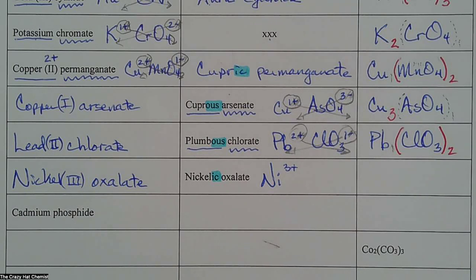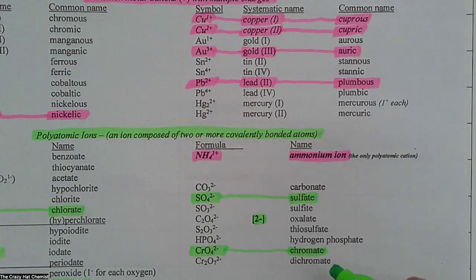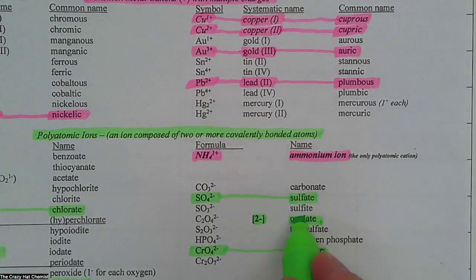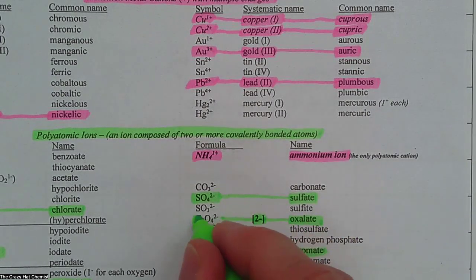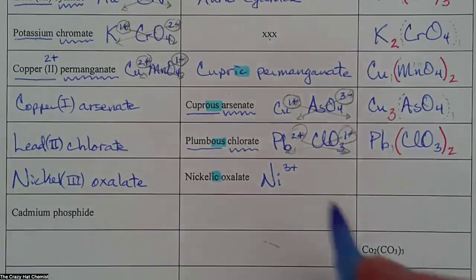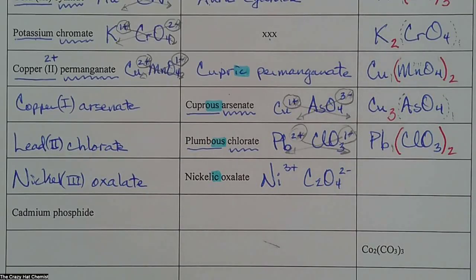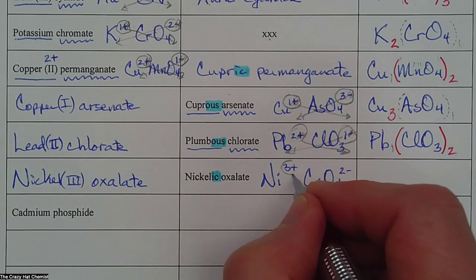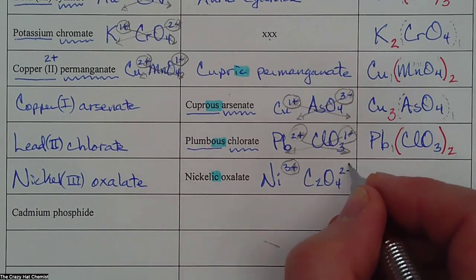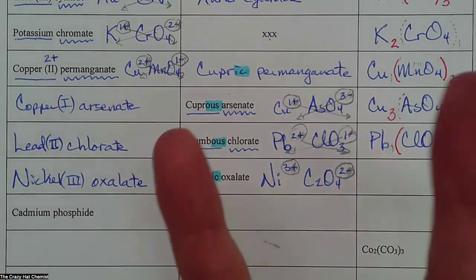And now I need to find oxalate. That is a polyatomic ion. That is in the 2 minus category here. So here it is. There's oxalate, and that corresponds to the following formula, C2O4 2 minus. C2O4 and a 2 minus. And just like before, we're going to take the cationic charge, cross out the plus, take the anionic charge, cross out the minus, take the bull by the horn, flip, bring it down.